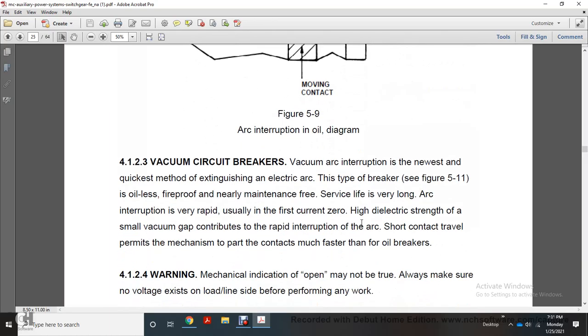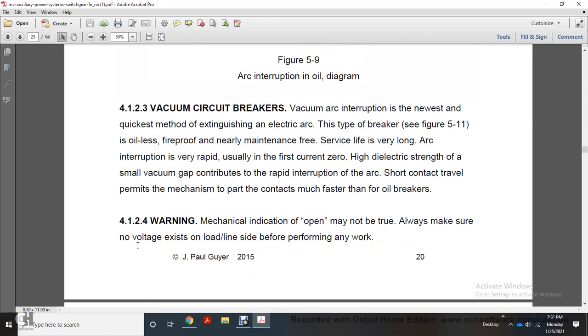Vacuum circuit breaker: vacuum arc interruption is the newest and quickest method of extinguishing the electric arc in this type of breaker, Figure 5.11. It is oilless, fireproof, and nearly maintenance-free. Service life is very long. Arc interruption is rapid, usually at the first current zero. The high electrical strength of the small vacuum gap contributes to rapid interruption of the arc. Short contact travel permits the mechanism to part the contacts much faster than oil breakers.